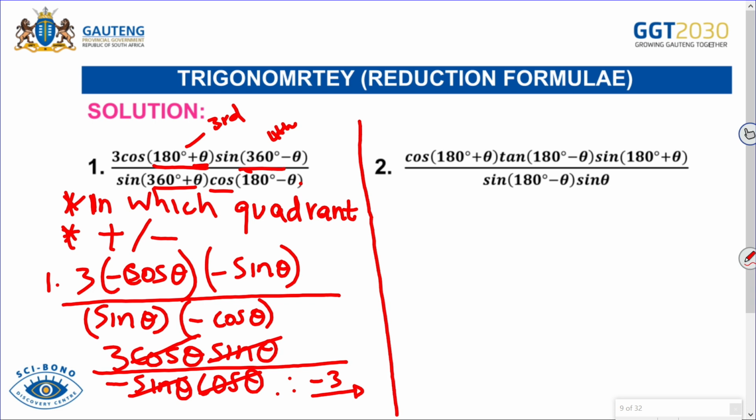So we said this one is in the second quadrant, right? And we said this one is going to be in the first quadrant. Okay, then we are done with simplifying there. Let's move to the second one.